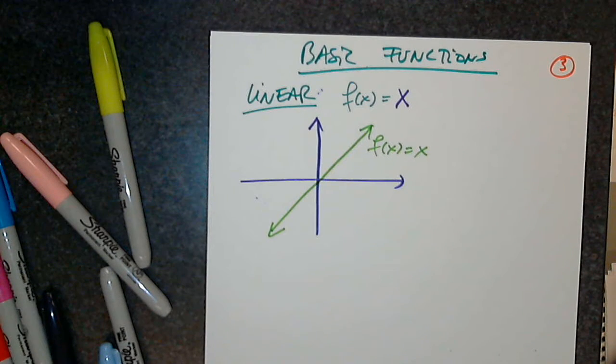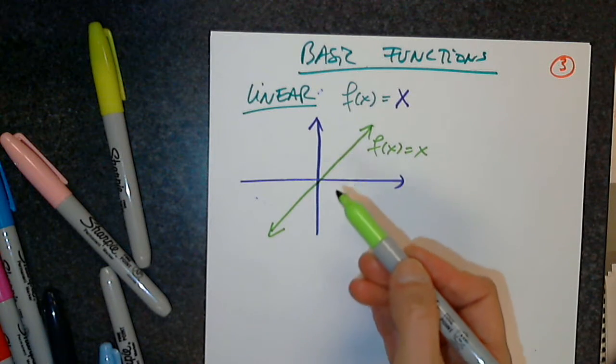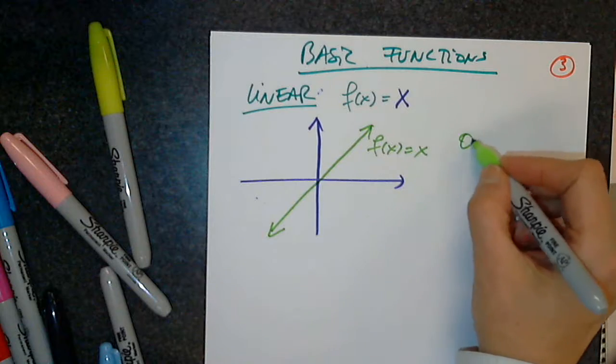Odd, even, or none of the above? Even means symmetric with respect to the y-axis. Is this graph symmetric with respect to the y-axis? No. So it's not even, but it is odd because it's symmetric with respect to the origin.